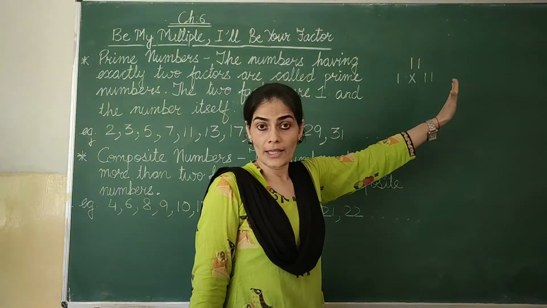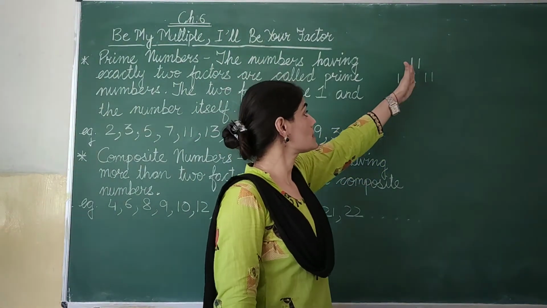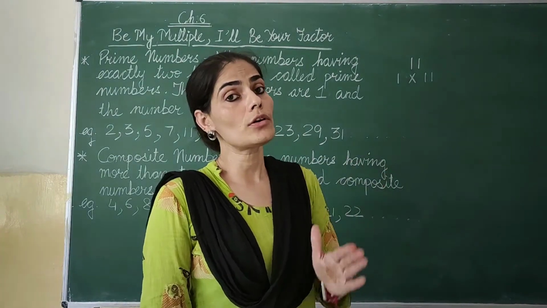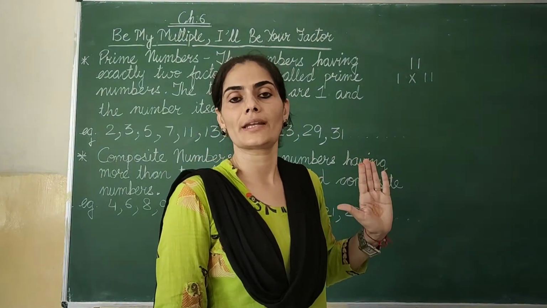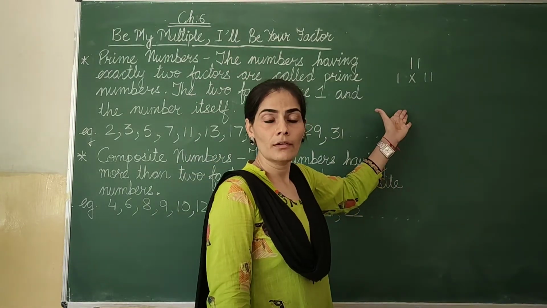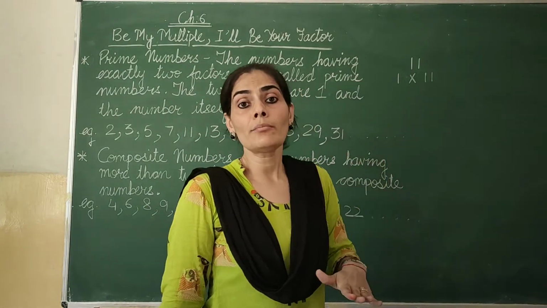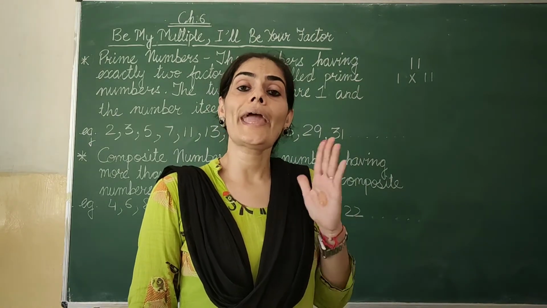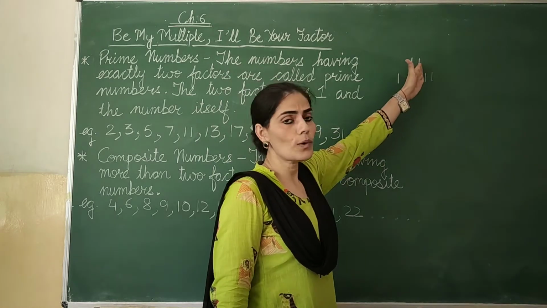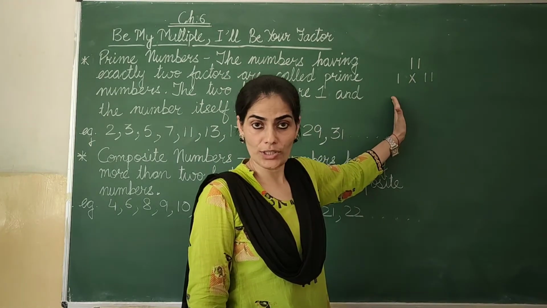Now in case of 9, again add the digits. 1 plus 1 is 2. 2 is not divisible by 9. So 11 is also not divisible by 9. That means 9 is not its factor. In case of 10, only that number will be divisible by 10 which ends in a 0. So it's ending in 1, which means 10 is not its factor.